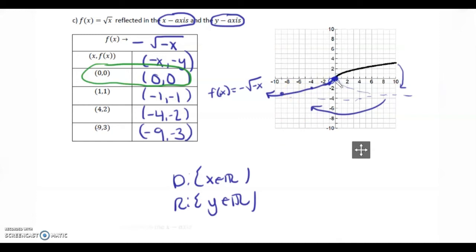So here's our reference point. The x's go this way, so they get smaller. X is less than or equal to 0. The y's go this way, so they're smaller. Y is less than or equal to 0.